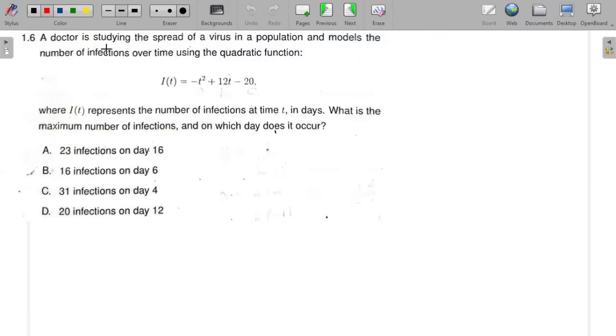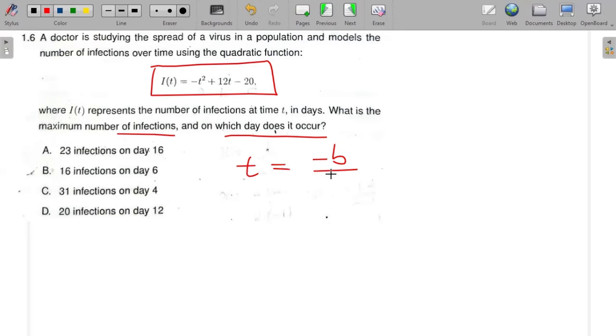Okay. So here they're saying a doctor is studying the spread of a virus in a population and models the number of infections over time using this quadratic equation here, where I(t) represents the number of infections at time t in days. What is the maximum number of infections and on which day does it occur? So here we're just finding the turning point of this quadratic function. The variable that we are using here is t, so I'm going to say the t coordinate of the turning point is minus b over 2a.